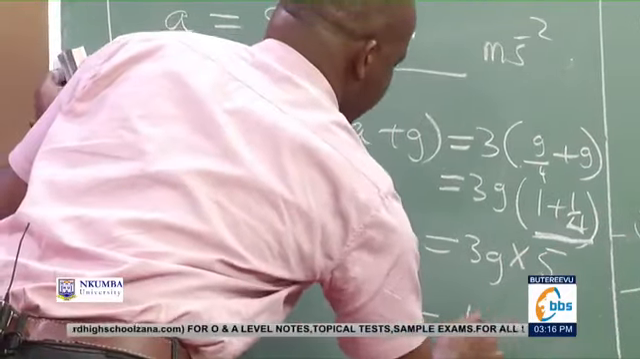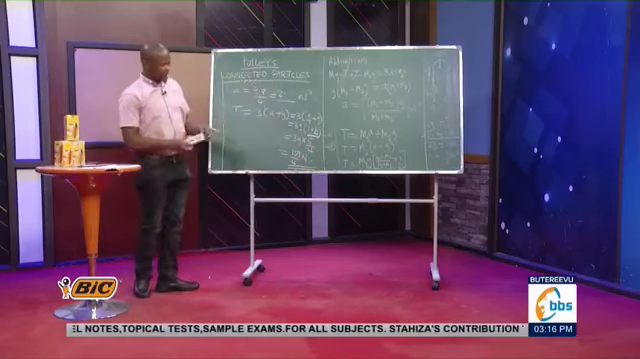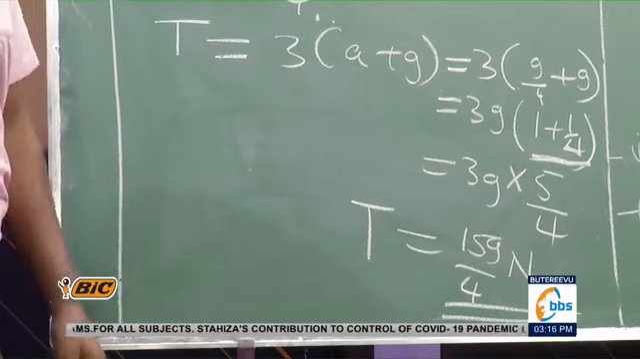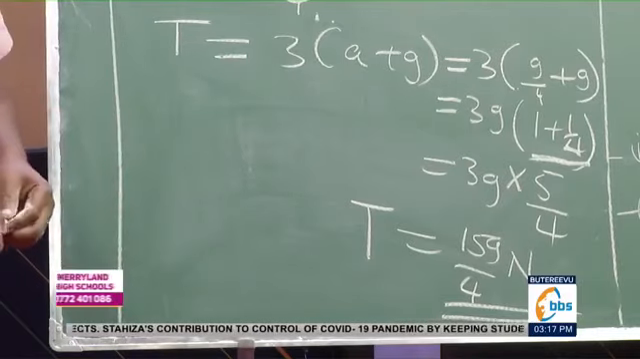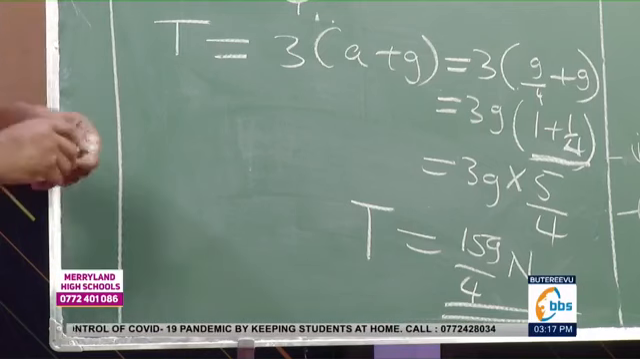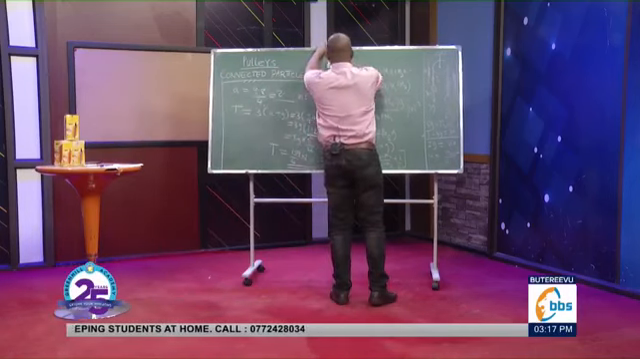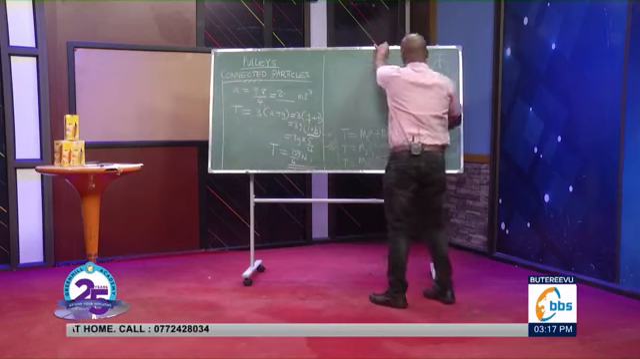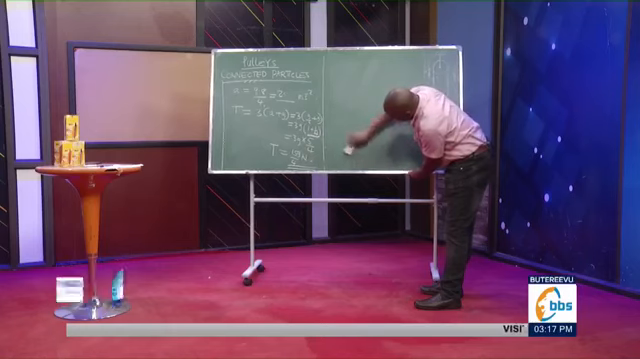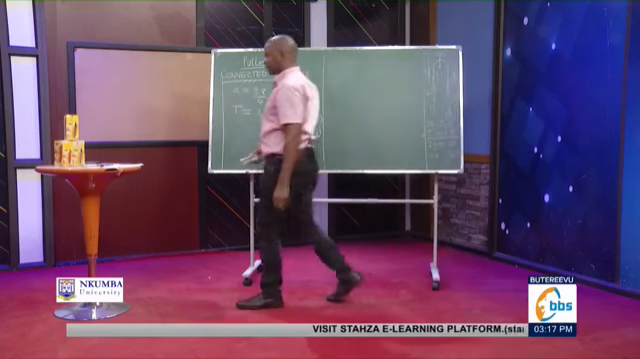And this will give us 15G out of 4 newtons. Again, you can substitute in the value of G to get the numerical value of the tension. Now, that information should be enough to enable students to work out numbers that involve two particles that are connected together with a string. The string must be inextensible, and the two particles must be connected using a pulley over which the string that is connecting them will pass.